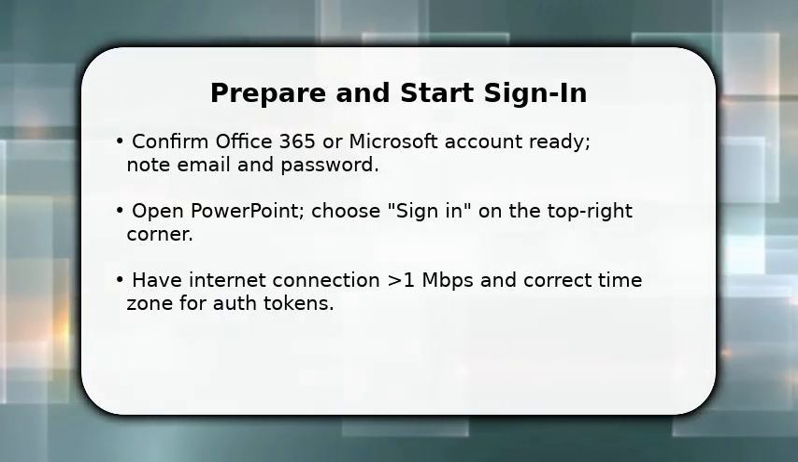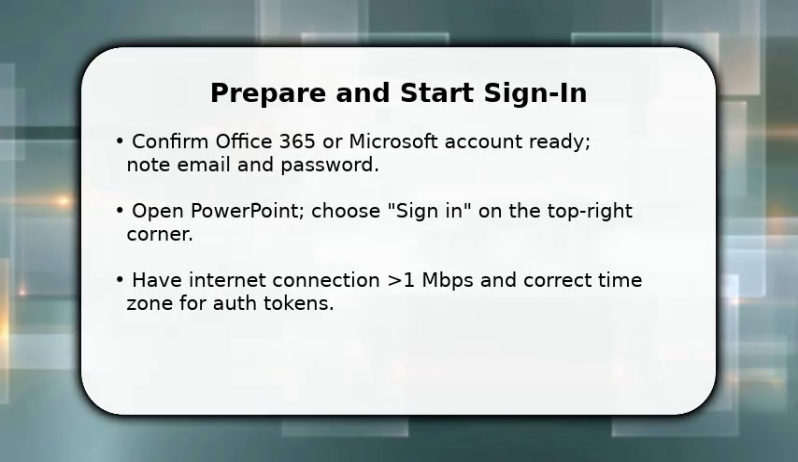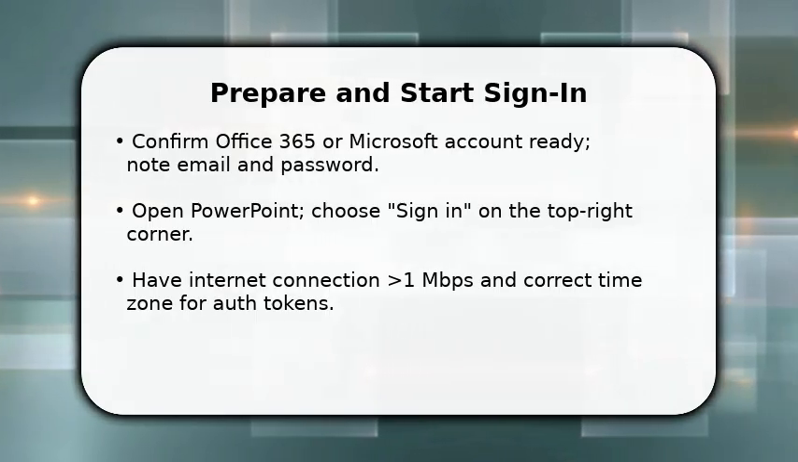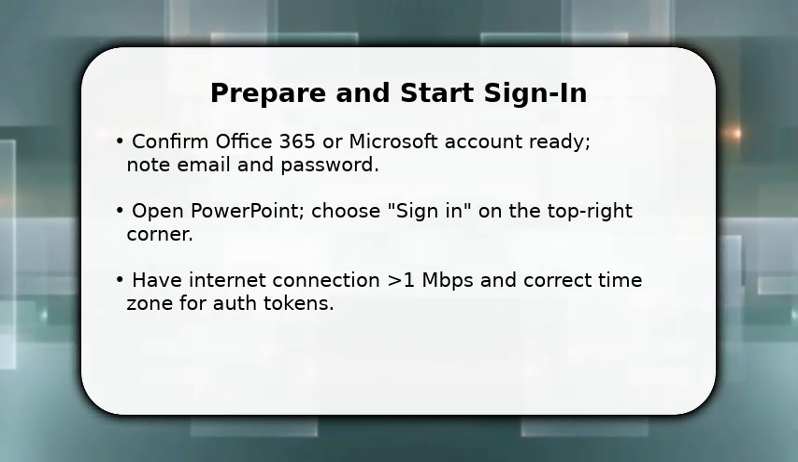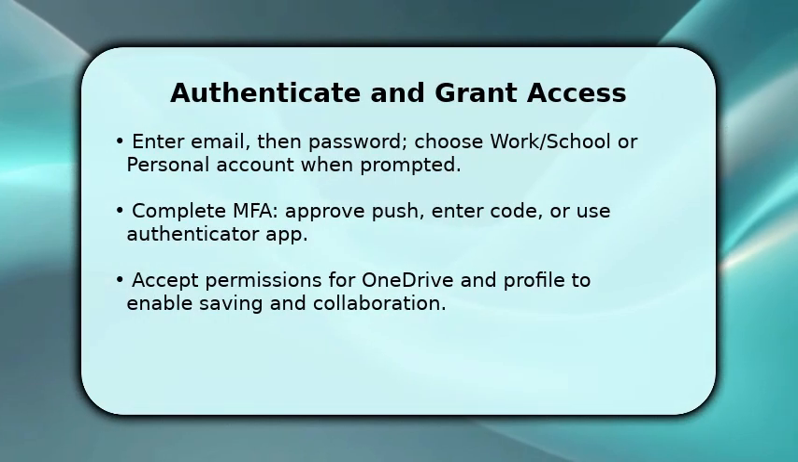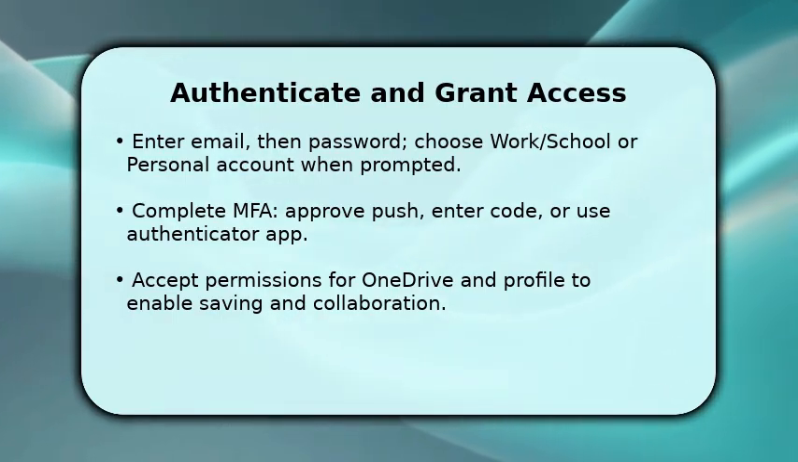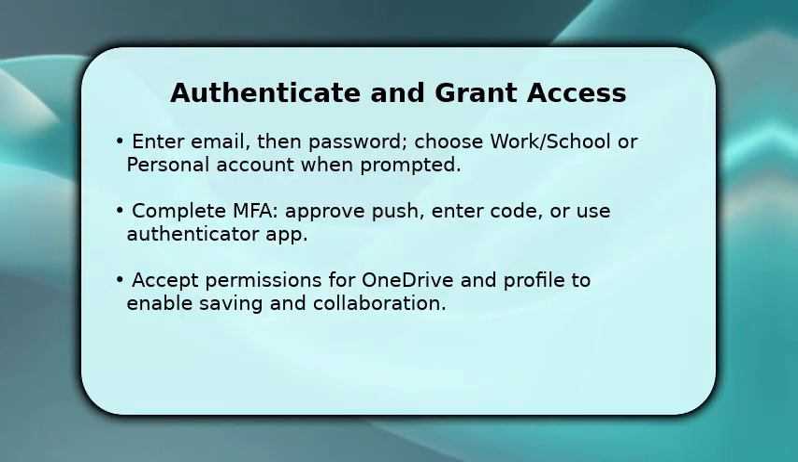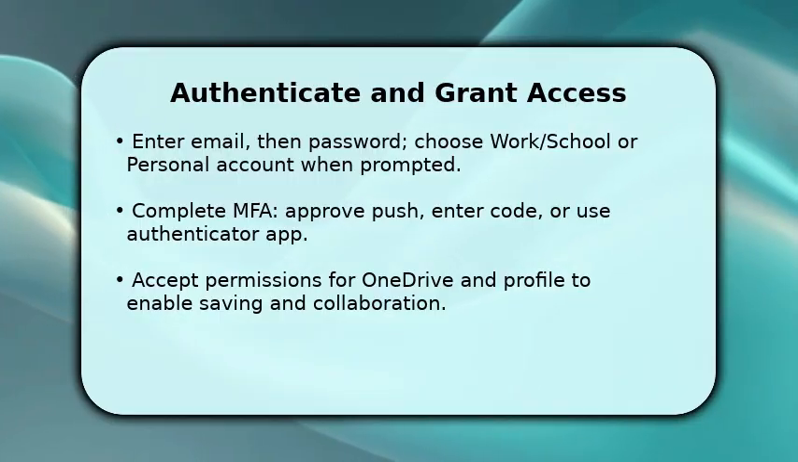If you use a work or school account, prepare any security code or secondary device now so the next step goes smoothly. You enter your email and password. If PowerPoint asks, explicitly pick work or school versus personal so the right tenant loads. Next, complete multi-factor authentication. Approve the push notification, type the 6-digit code, or use the Authenticator app. This step secures your session.